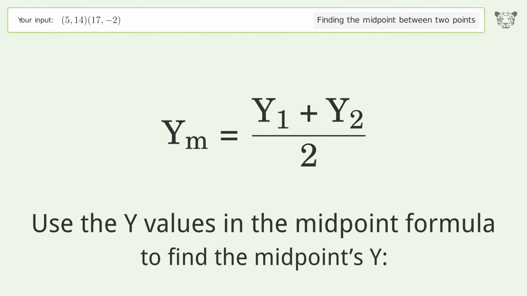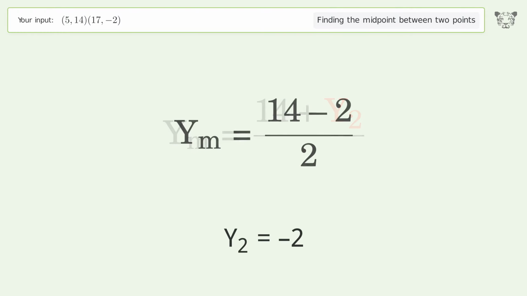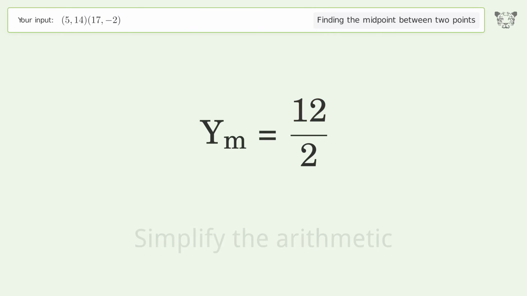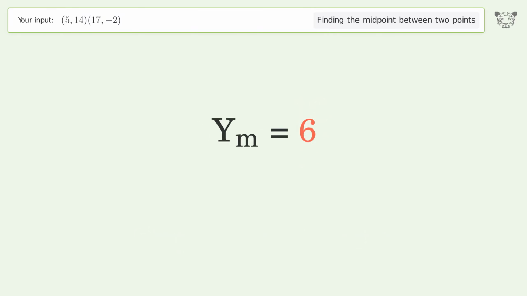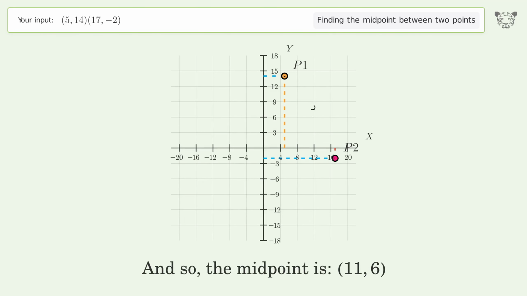Use the y values in the midpoint formula to find the midpoint's y. y1 equals 14. y2 equals -2. Simplify the arithmetic. And so, the midpoint is 11,6.